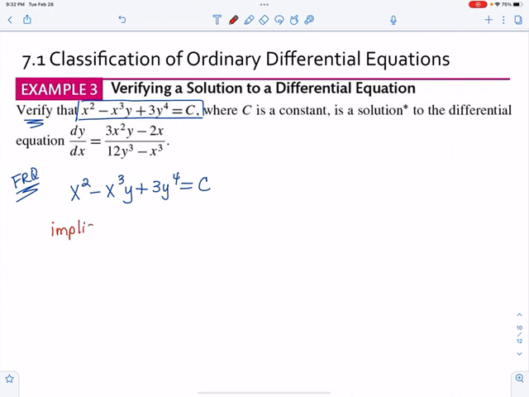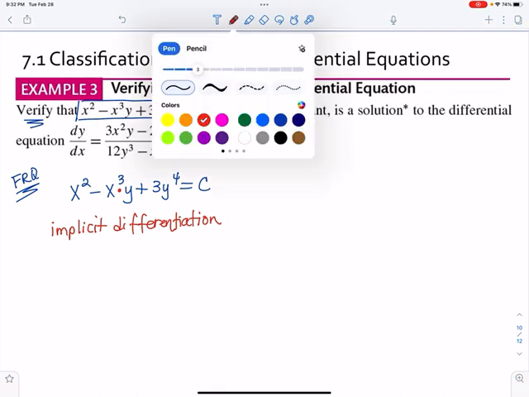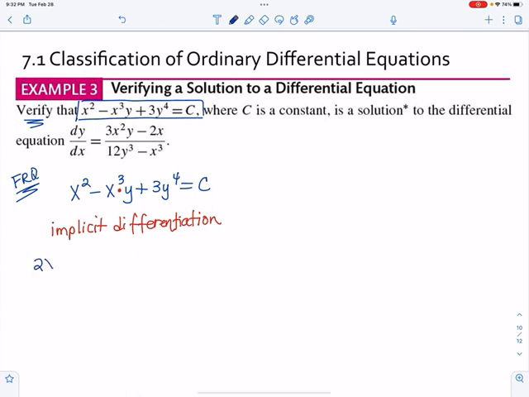Implicit differentiation, which involves other types of differentiation: power rule, chain rule, product rule, quotient rule. In this one, I'm going to use power and product rule because I have a product right here. So when I do my implicit differentiation, I am going to do 2x dx minus, now I have a product.